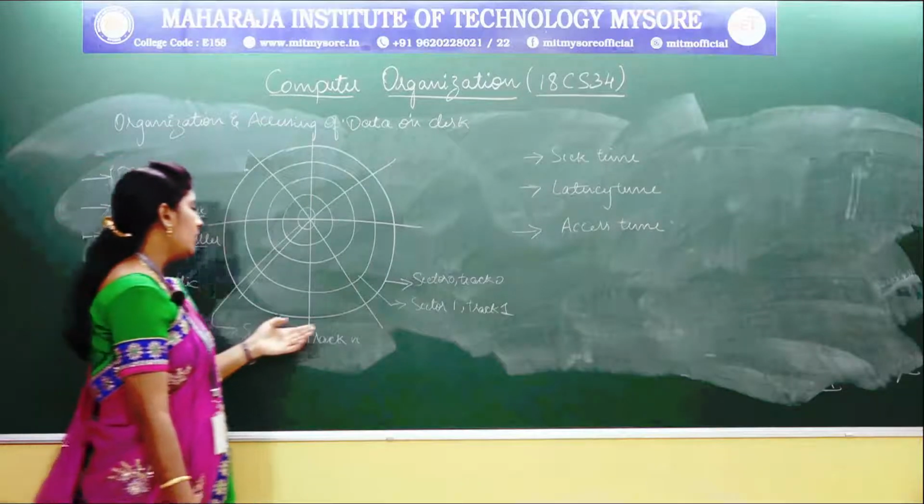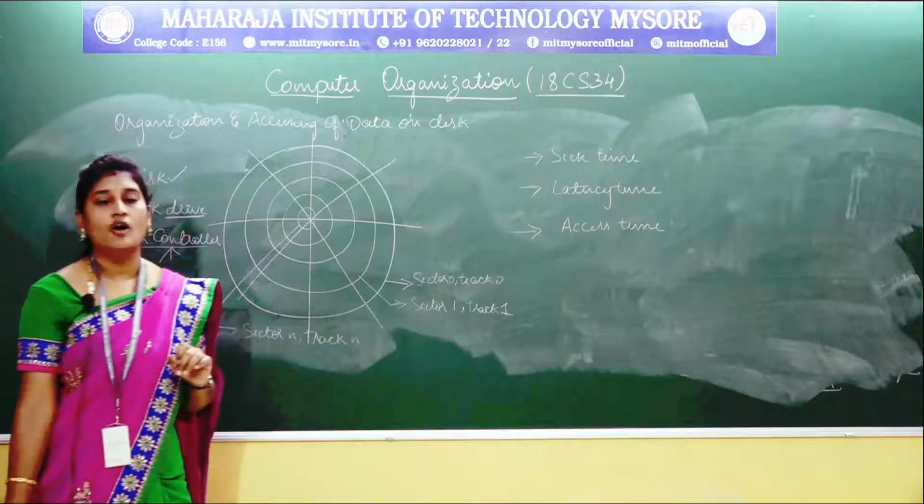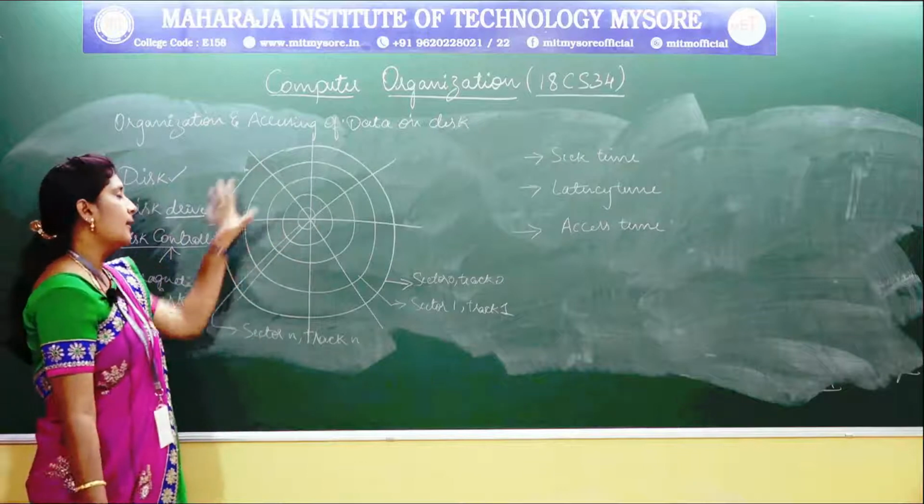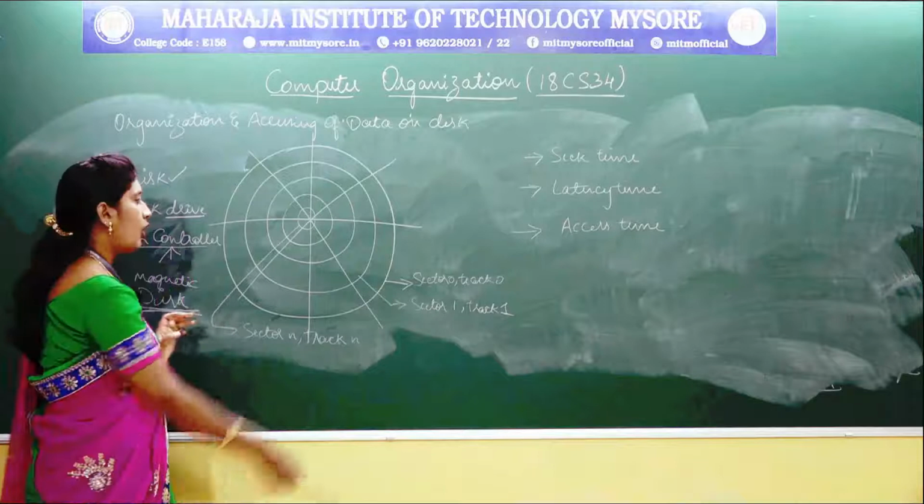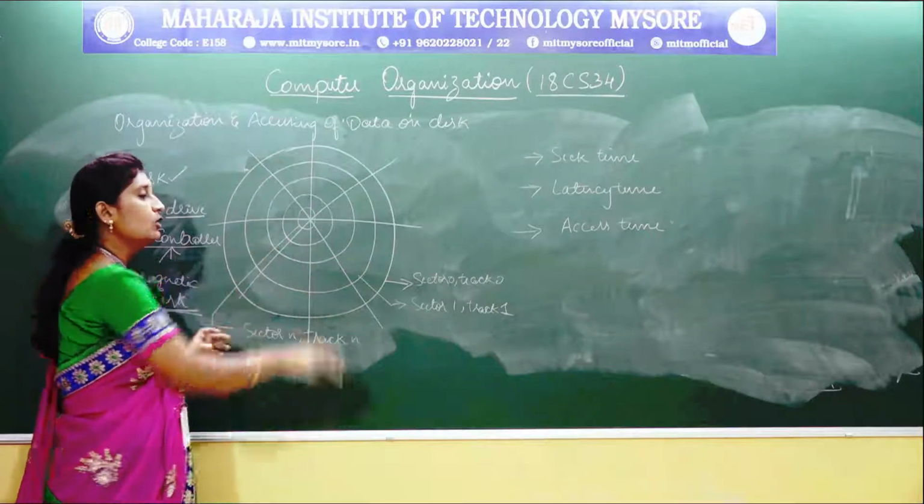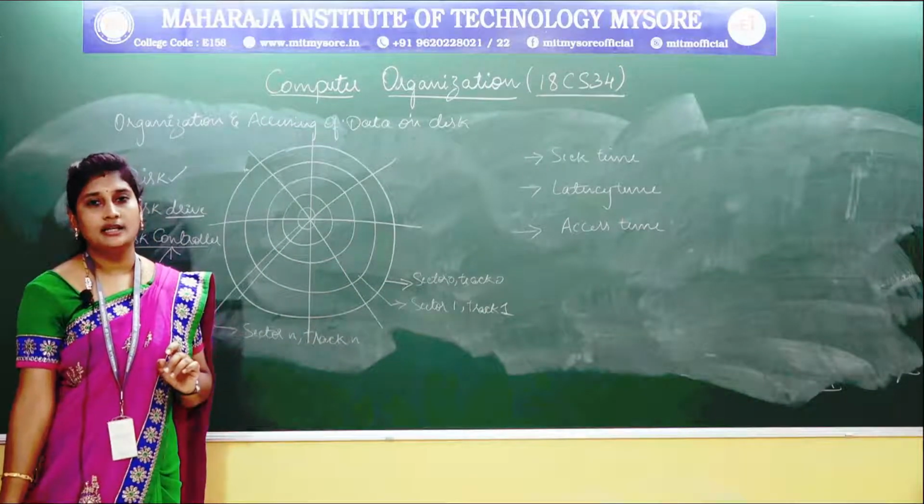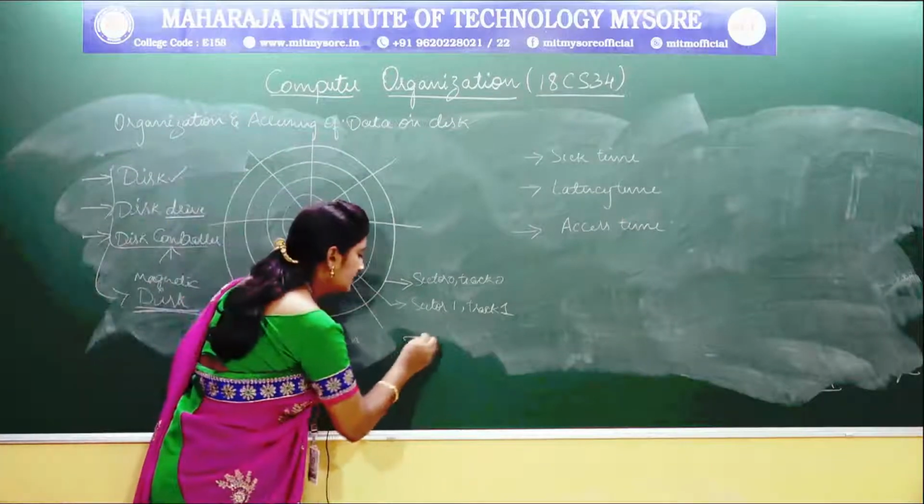Fine. So now coming to the organization of the disk. The complete surface of the disk is divided into a number of concentric rings called tracks.